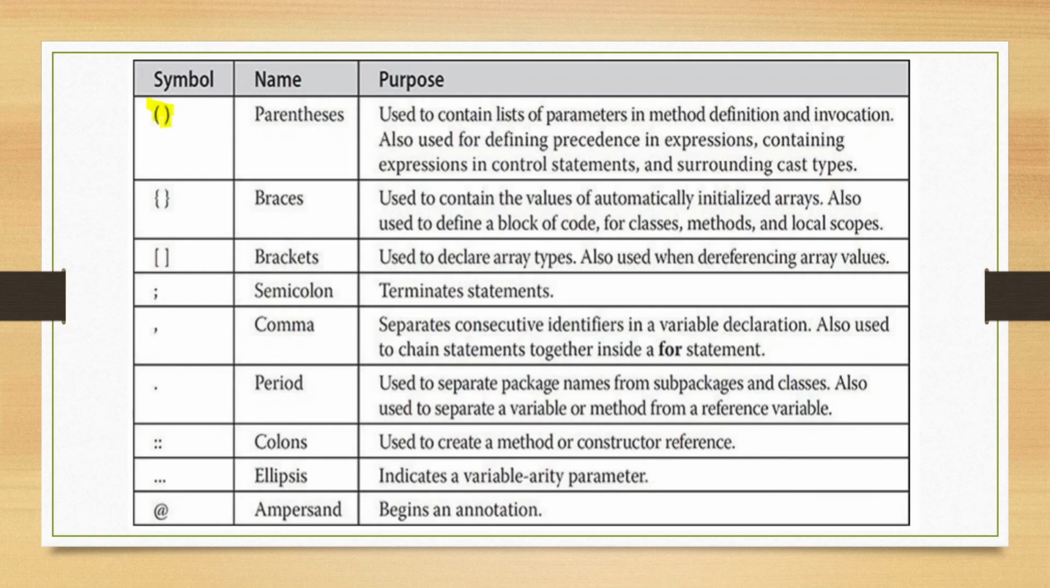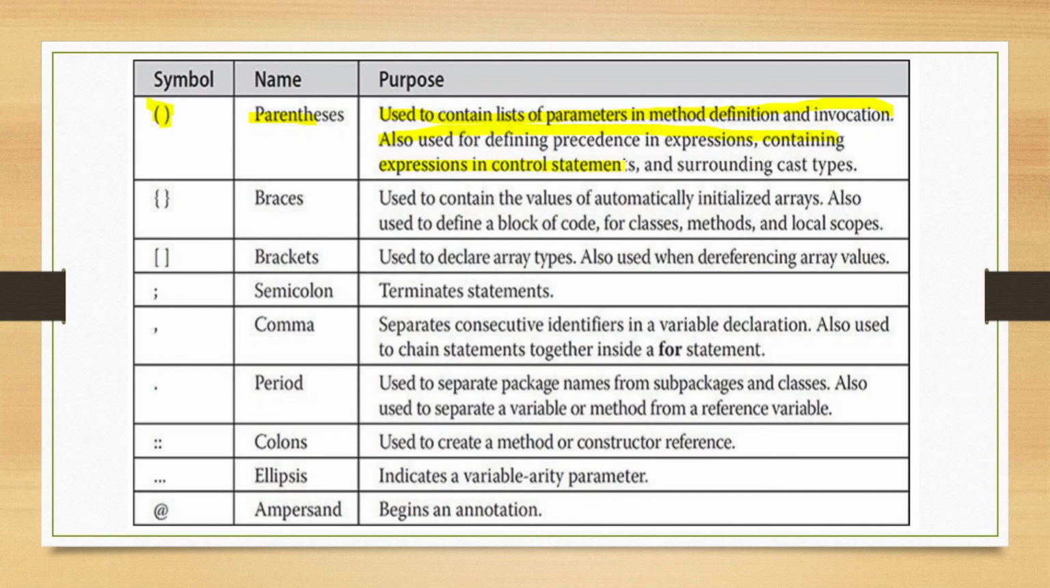Now let's take a look at parentheses. These are commonly called brackets, but this is the correct name for these. Parentheses are used to contain the list of parameters in method definition and invocation. What a method is, its definition and invocation, we will see in the upcoming videos. They are also used for defining precedence in expressions.